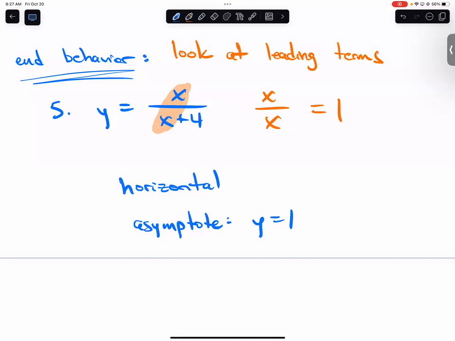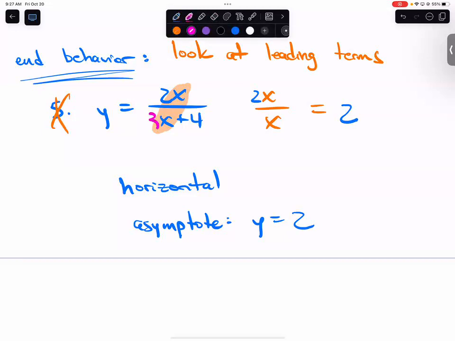How would things change if this had been 2x over x plus 4? It's not number 5 anymore. This would have been 2x, and so reducing would have given us 2. And so the horizontal asymptote would be y equals 2. What if this had been 2x over 3x plus 4? It'd be 2 over 3.